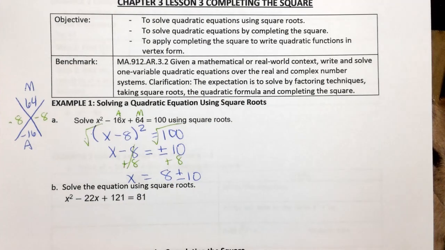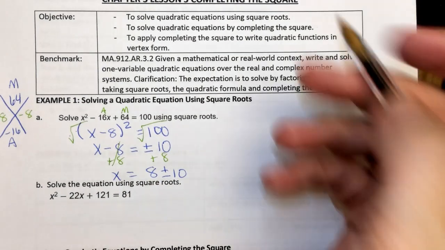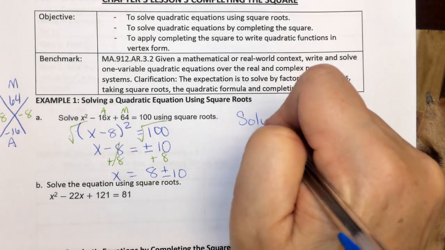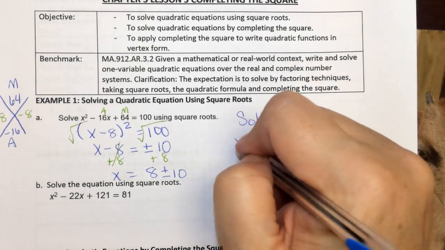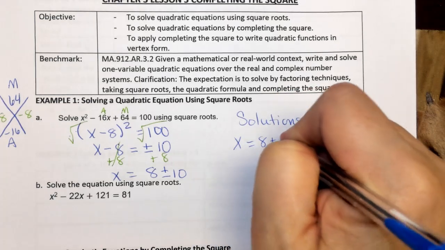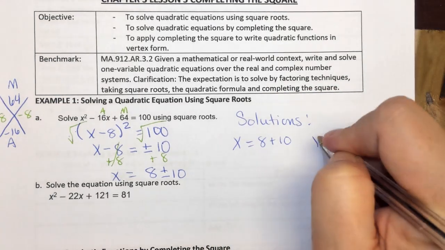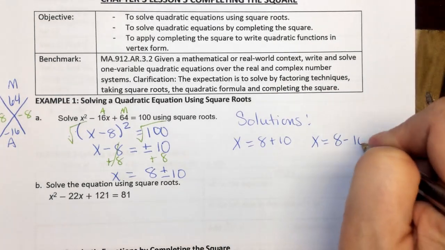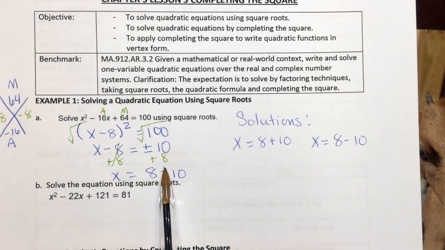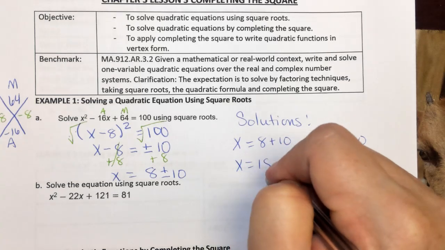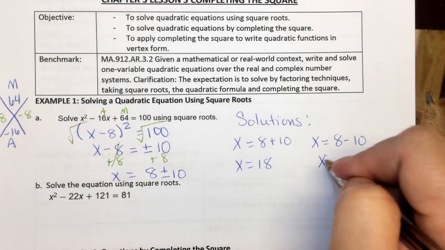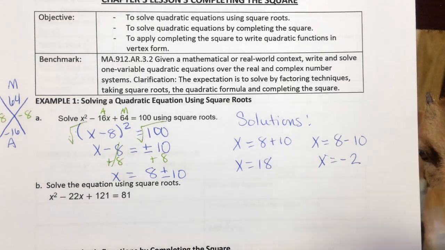Don't leave it like this. All right? You need to work out each one of your solutions when you have it like this. So here are our solutions. We have x equals 8 plus 10, and we have x equals 8 minus 10. All we're doing is separating this plus and minus. So 8 plus 10 gives us 18. 8 minus 10 gives us negative 2. So those are our two solutions.